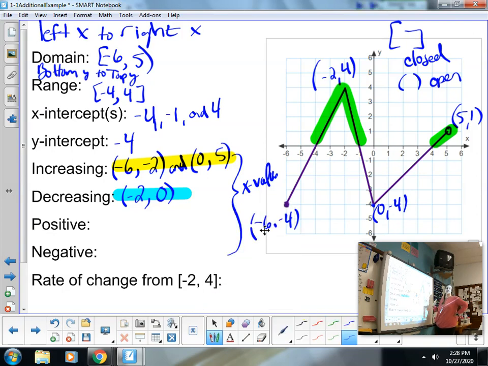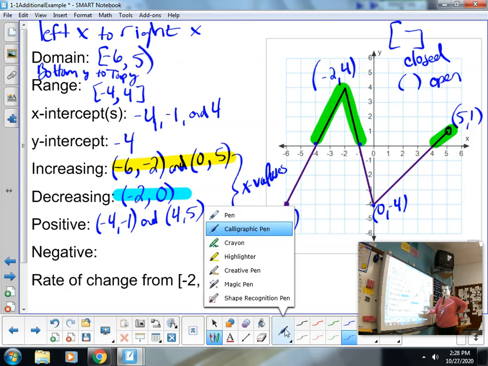And again, we're naming x values. So for this green piece, I'm starting at an x value of -4, and I'm going the whole way until an x value of -1. Then I name the other little piece where I'm positive. That starts at +4 and ends at +5. So those are the places where the graph is above the x-axis.